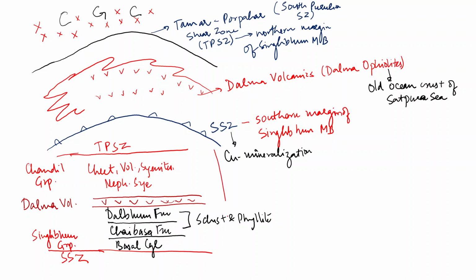So this entire succession is the Singhbhum mobile belt. Okay, I hope it is clear. Now we had mentioned the Satpura Sea and the ophiolite suite and all. So let us have a look at the cross section of the Singhbhum Craton and the fringing Singhbhum mobile belt, so that you can understand.